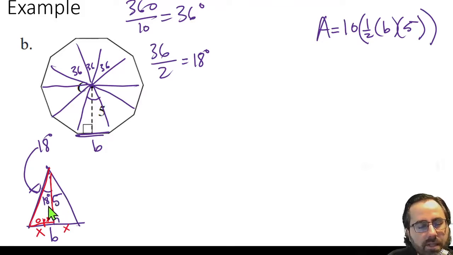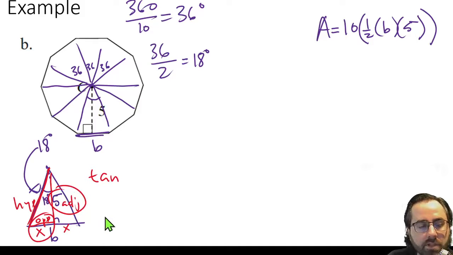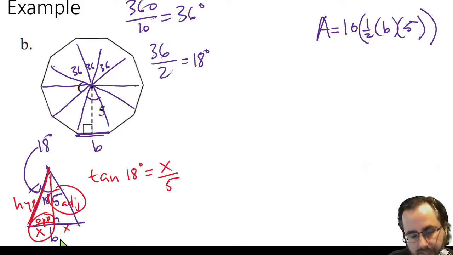So this is 18. That's our reference angle. We labeled our opposite. This is our adjacent again. Our hypotenuse would be this side, but we're not going to really use it. So we are using tangent again, because that's opposite and adjacent. The tangent of 18 degrees equals x over 5. And we're doing this work so that we can find the length of x, which will be the length of the base, or double it to find the length of the base.